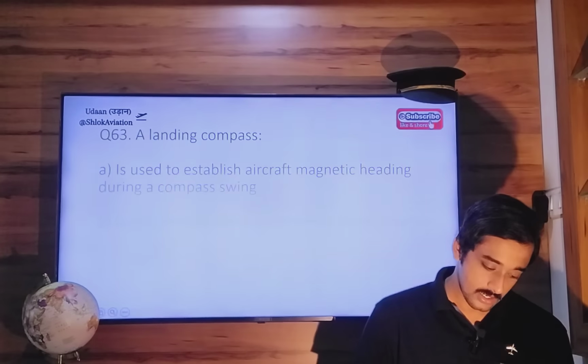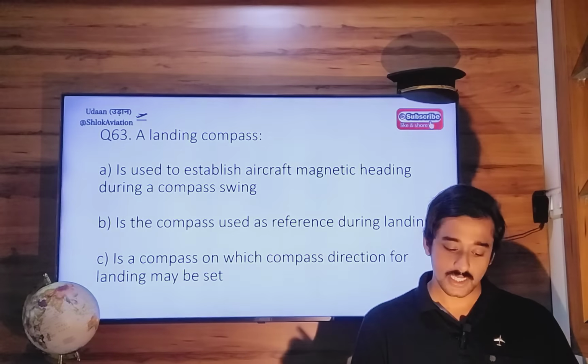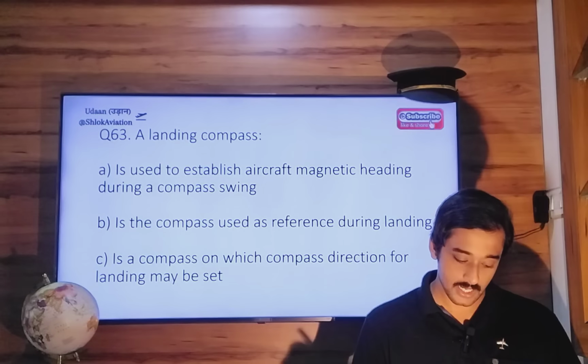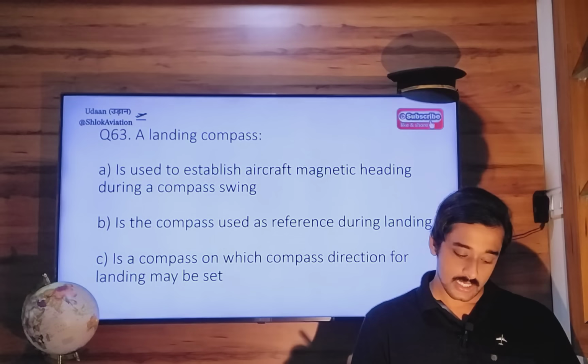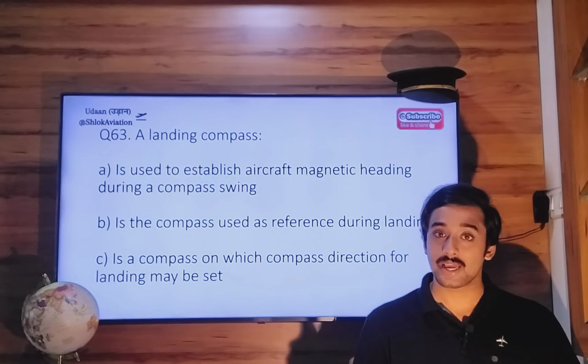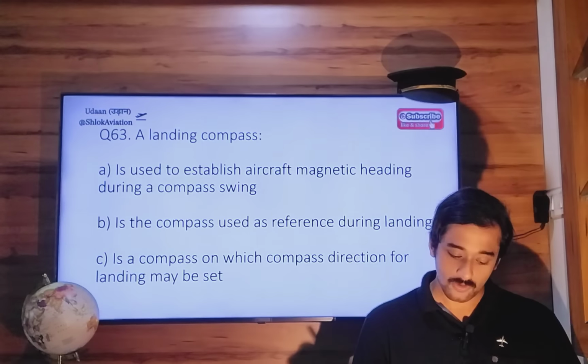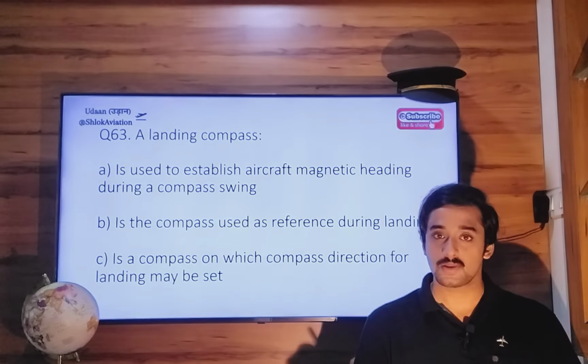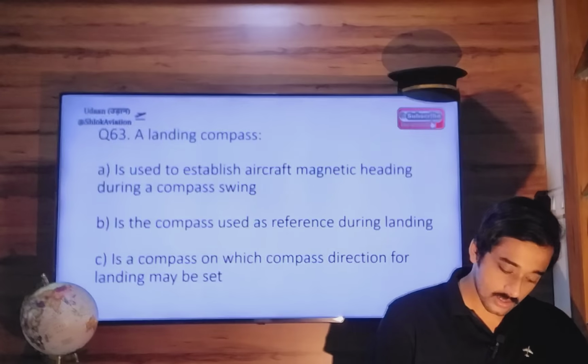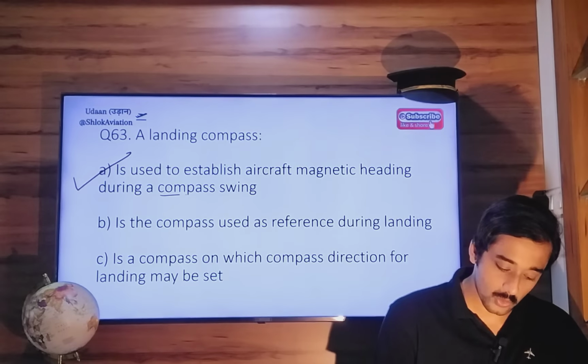Next. A landing compass is used to establish aircraft magnetic heading during a compass swing. Is the compass used as a reference during landing? Is a compass on which compass direction for landing may be set. So we all know correct answer is option alpha, compass swing.